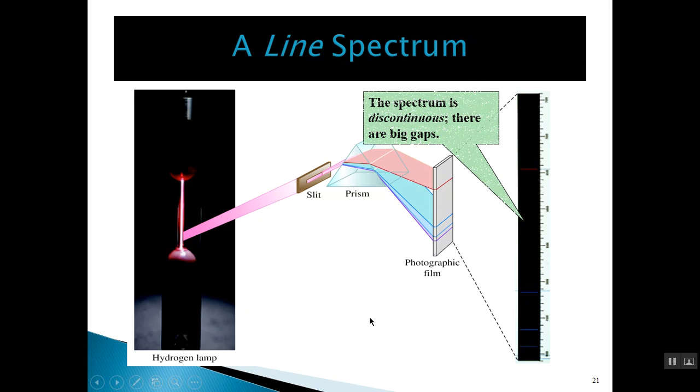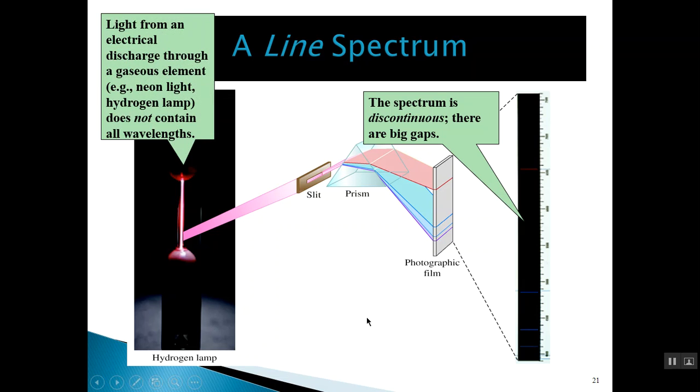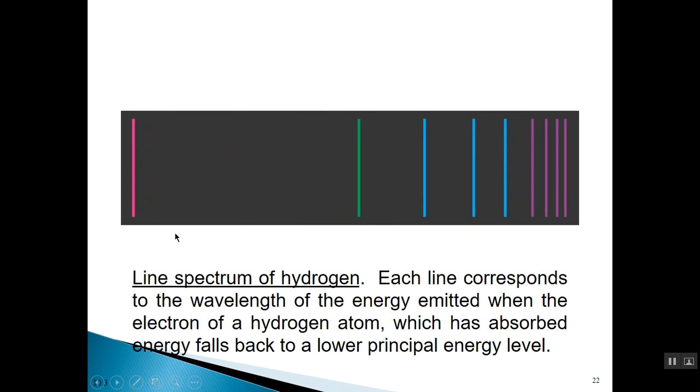So a clearer picture of the line spectrum is seen here. So this is the line spectrum of hydrogen. All right, each line corresponds to the wavelength of energy emitted when you have an electron in the hydrogen atom falling from a higher energy level to a lower energy level.